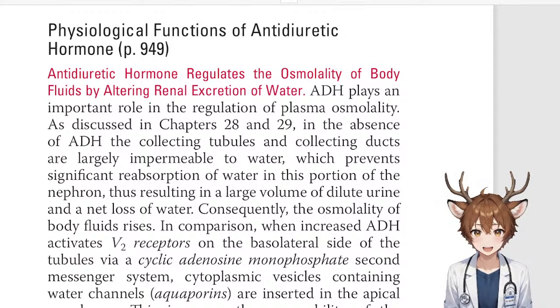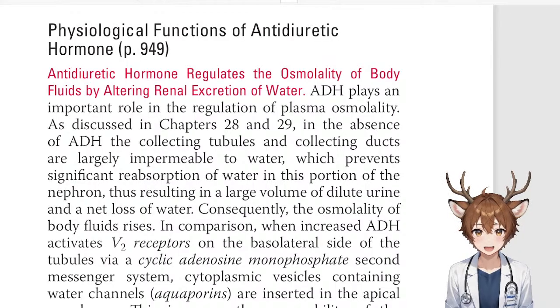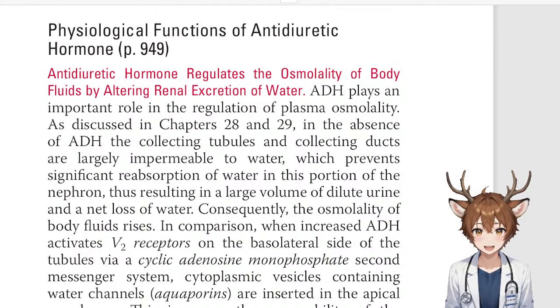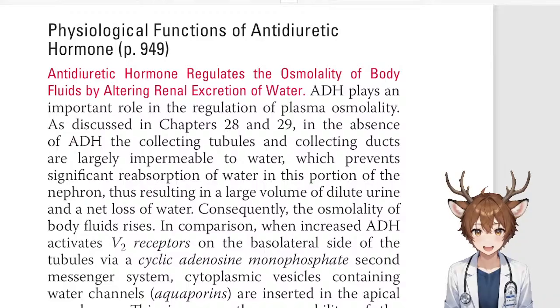Physiological functions of antidiuretic hormone. ADH, or antidiuretic hormone, regulates the osmolality of the body fluids by altering renal excretion of water. Well, this chapter is a lot more comprehensive than I thought. I didn't know this. I know a lot of the information in this chapter. I just didn't know that this chapter was this in depth for certain things.